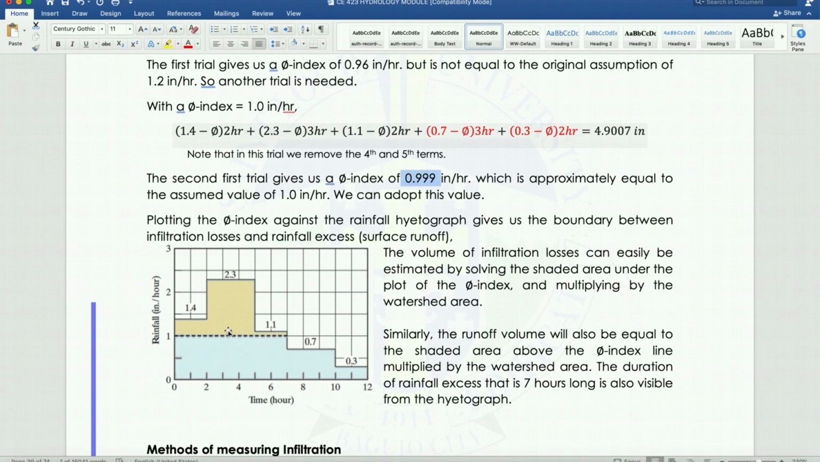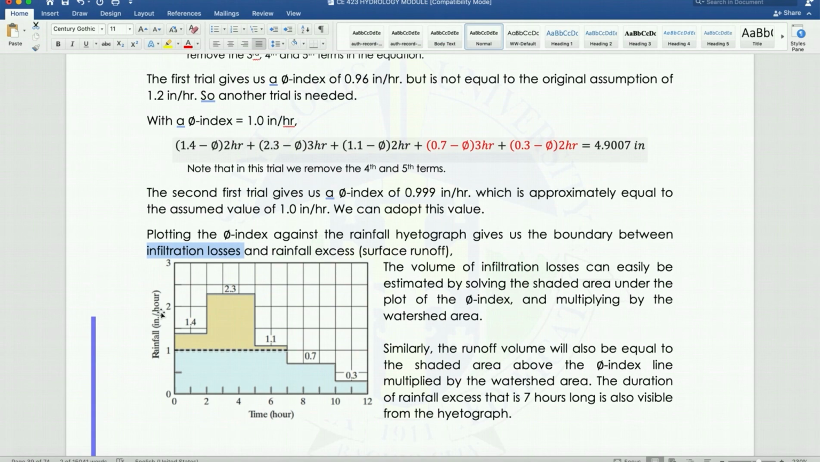Now, yung value natin na phi index, we are going to plot that, connect it by a dash line. So, everything that is above the dash line, ito na yung ating runoff. This is our runoff. While the values below, here is the excess. Or it is not excess. It is the infiltration losses. Okay, so that's how we are going to create our hyetograph. So, yun yung sabi dito.